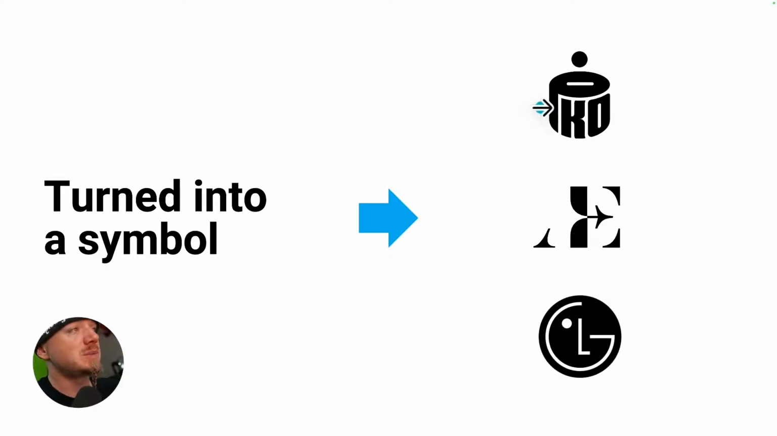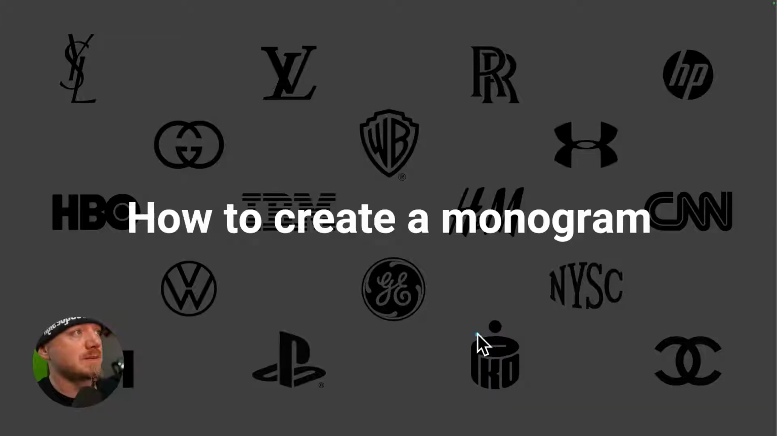A great example is PKO, which is a bank in Poland, and it refers to a piggy bank, right? And this is the logo I designed for Airport Executive, and we have a jet right there. And this is the more extreme example for LG. We have the L and G right here that create this face symbol. So now let's talk about how to create a monogram.